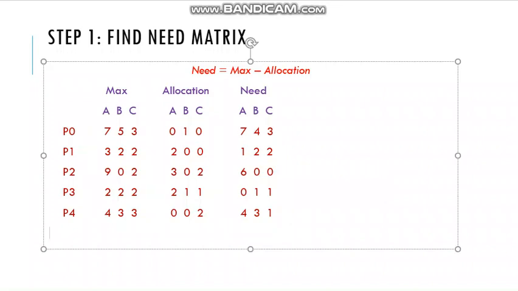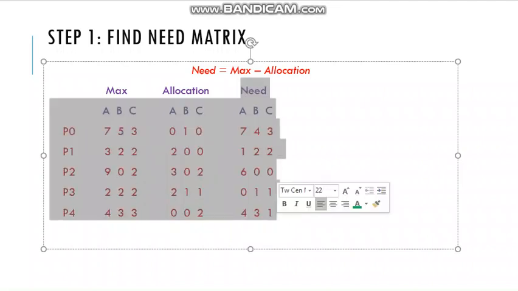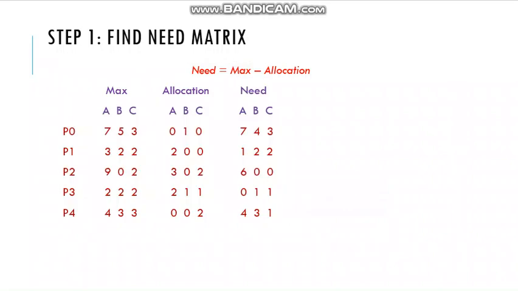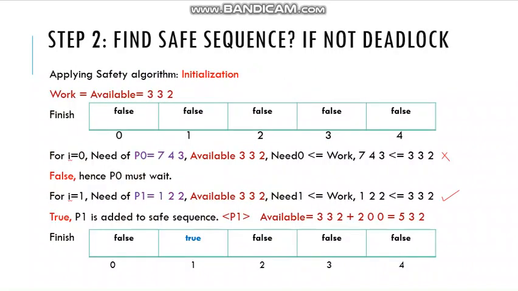P0 I have done. For P1, if you observe, 3 minus 2 is 1, 2 minus 0 is 2, and it is also 2 minus 0. So we need to find the need matrix for all the processes. That is the first step. After finding the need matrix, now I have to apply the safety algorithm and find the safe sequence.